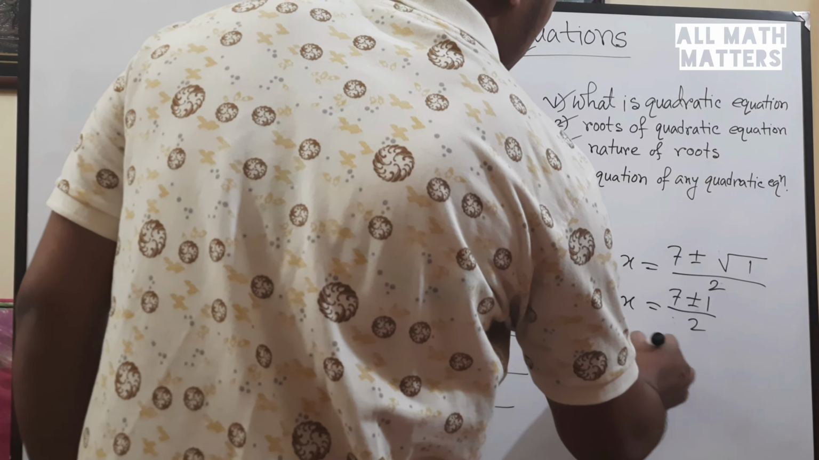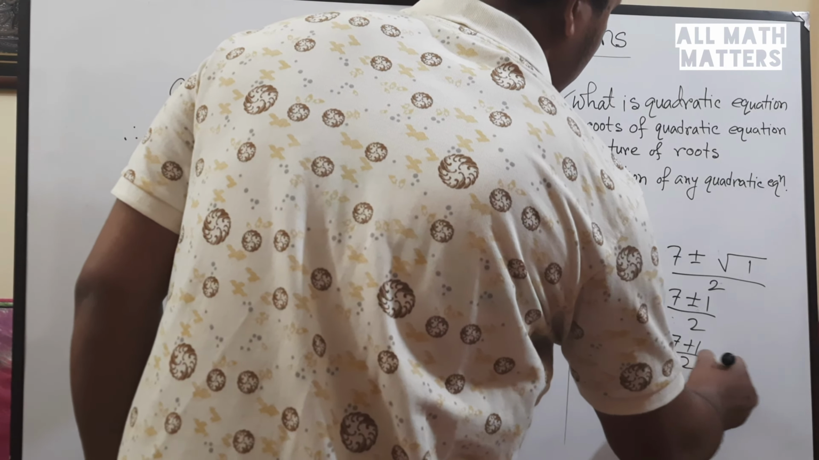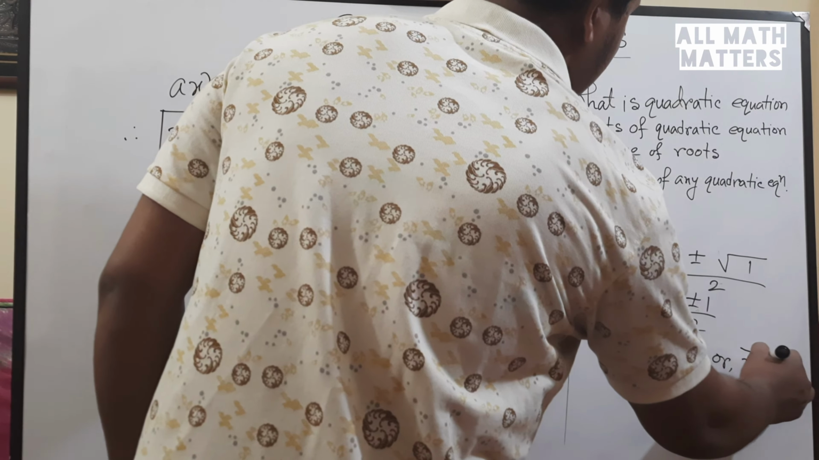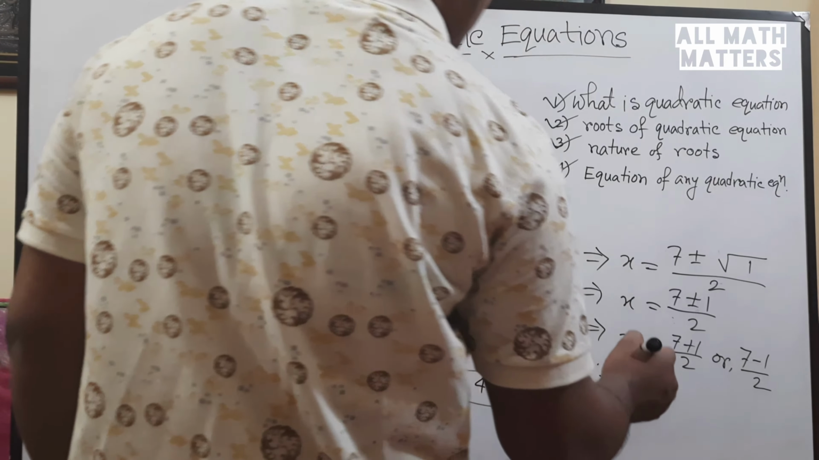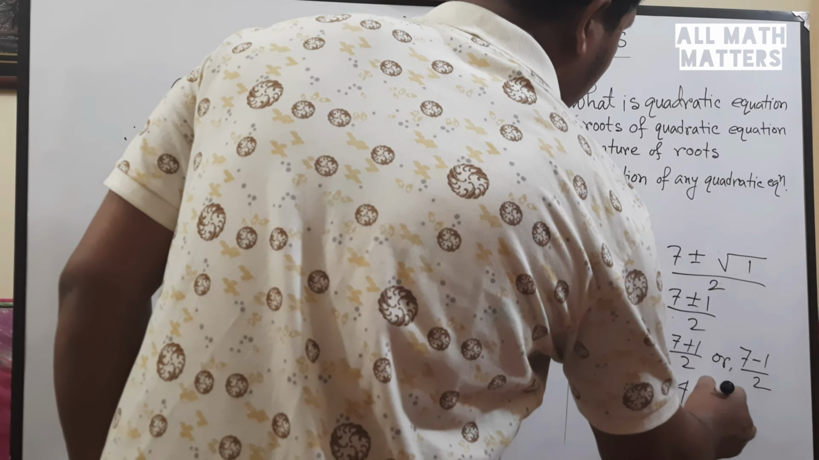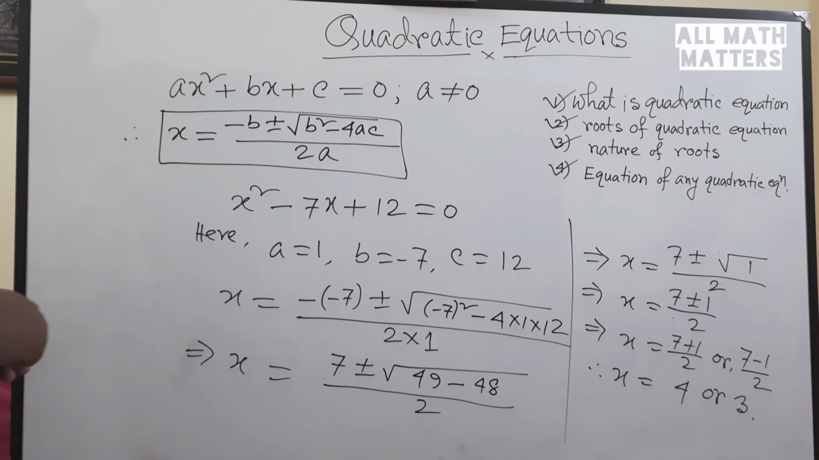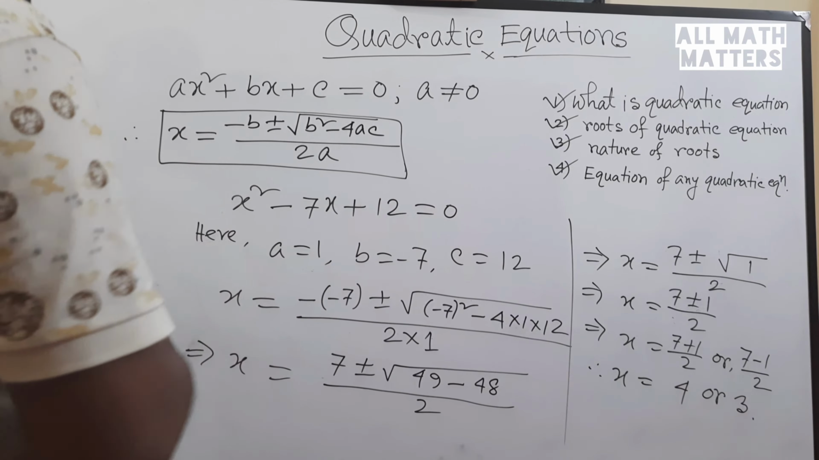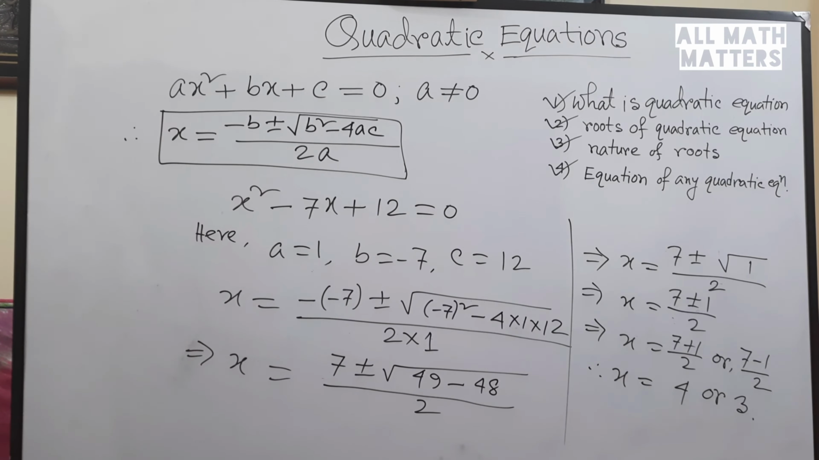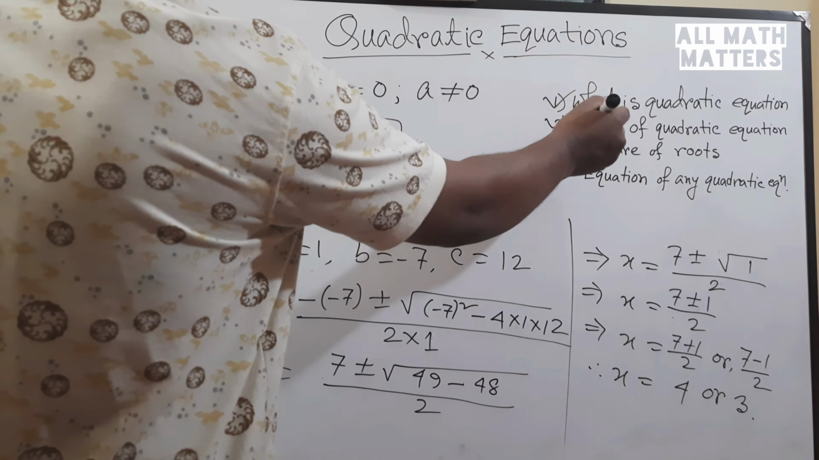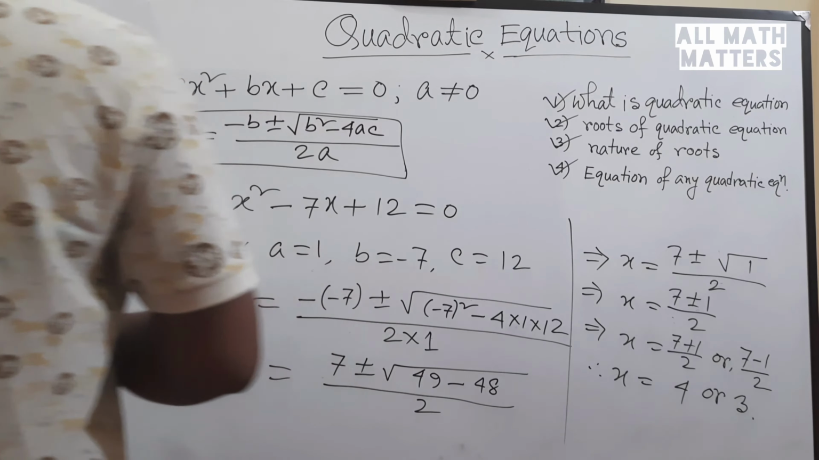So x equals, if you take the plus sign then it will be (7 + 1)/2, or (7 − 1)/2. So that means the roots of this equation become 4 or 3. So in that way you can easily find the roots of a quadratic equation. Okay, now we will learn about the roots of the equation and some characteristics of these roots.